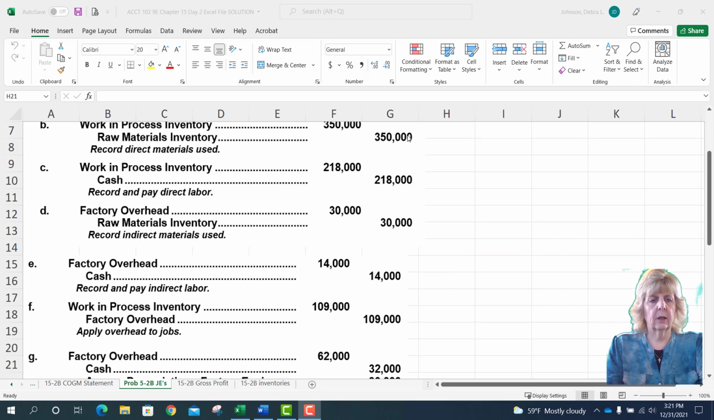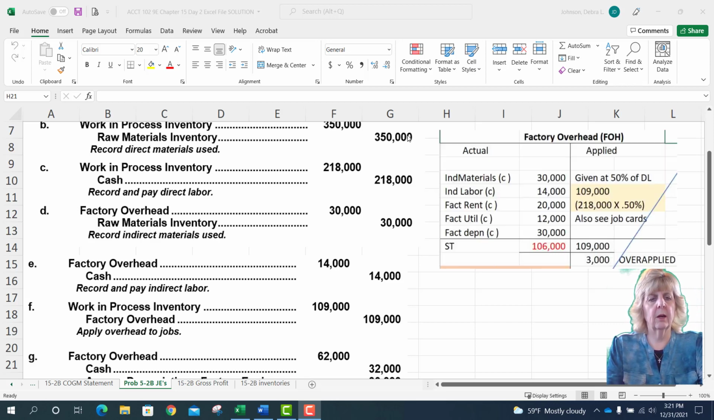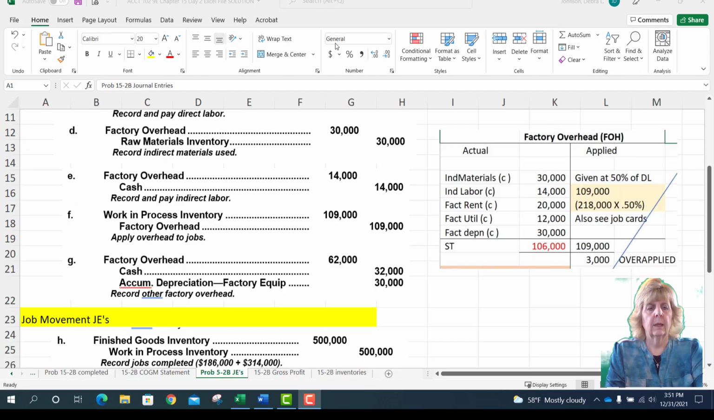Now let's take a look at the various overhead journal entries. Remember that actual overhead is debited to the factory overhead account and applied overhead is credited. Take a moment to review the various factory overhead journal entries. Again, all of these are recorded in the T accounts. Remember that actual overhead is recorded via debits and applied overhead is recorded via a credit.